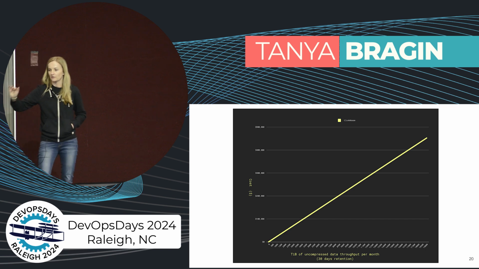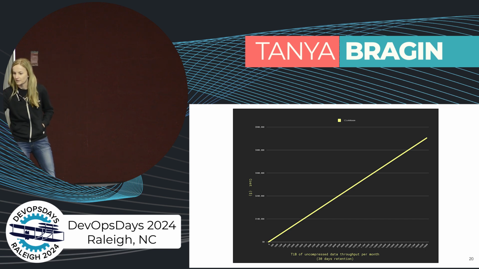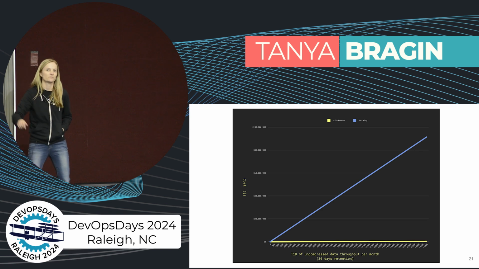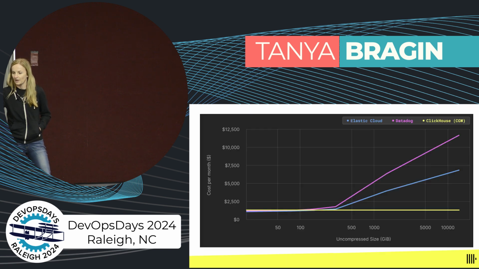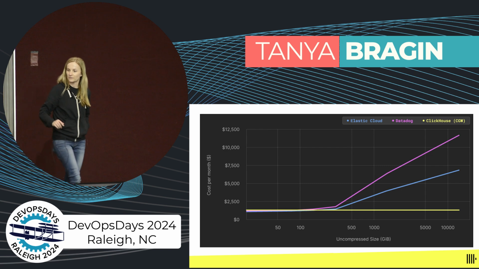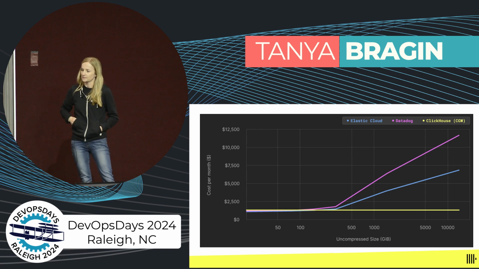This is the cost of our stack based on ClickHouse. If you overlay Datadog with it, that line looks basically flat, right? For us, it really makes sense to run with this DIY stack as opposed to using a cloud offering, even if you compare it to something like Elastic, right? So the yellow line is a ClickHouse-based solution. Pink here is Datadog. Elastic is blue.